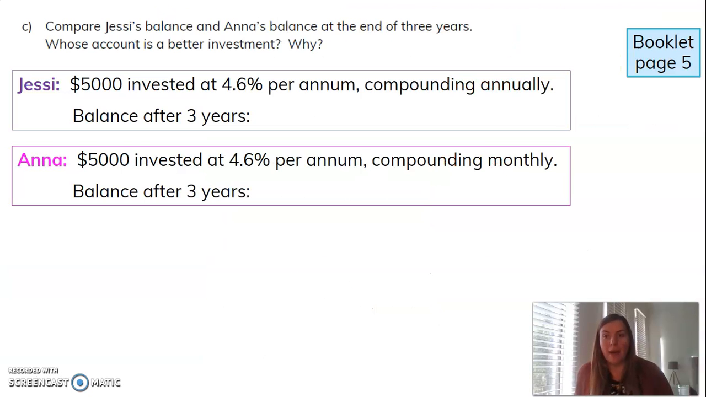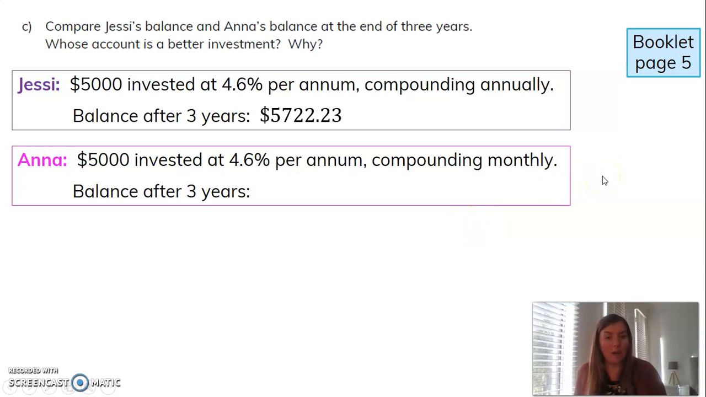All right, part C, compare Jesse's balance and Anna's balance at the end of the 3 years. Whose account is a better investment and why? So I've popped here Jesse's and Anna's values. So there was Jesse's from before, $5,720.23. They've both invested the same amount of money at the same annual interest rate, but Jesse's was annually and Anna's was monthly. And when I say monthly and annually, I mean the bank is adding interest 1 time per year for Jesse and is adding it 12 times per year for Anna.